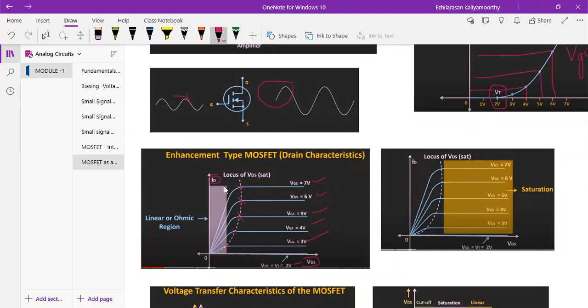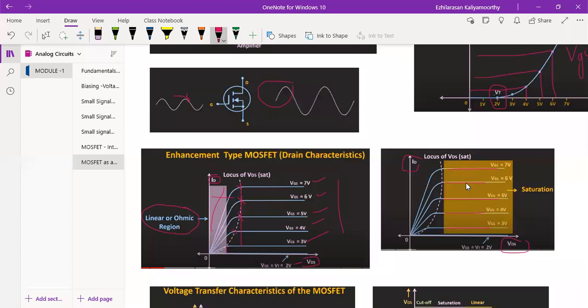So this portion, we can say it is a linear or ohmic region. The cutoff region means it doesn't work, right? This is the linear region. Then the rest of the portion, I can say it is the saturation region. That is what we are showing here, VDS versus ID. This will be your saturation region, where you are getting the constant current. Only when I am getting a constant current can I say it is the saturation region. During this time only we are going to operate here.